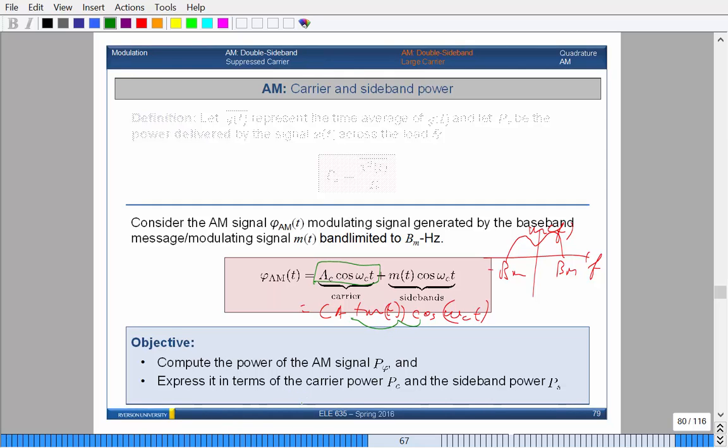So what we're going to do now is take a look at how to calculate the efficiency of amplitude modulation. We're going to compute the power for an amplitude modulated signal, which we'll call P of psi, and express it in terms of the carrier power and the sideband power. So we're going to actually compute what this would be.